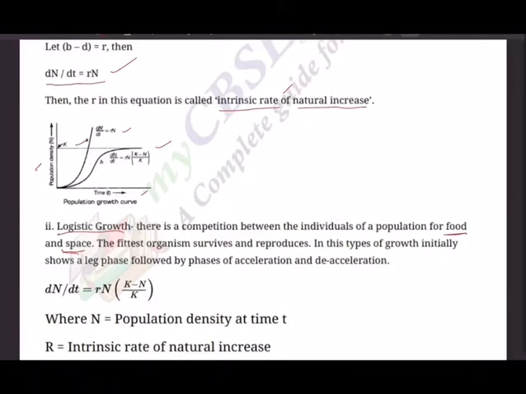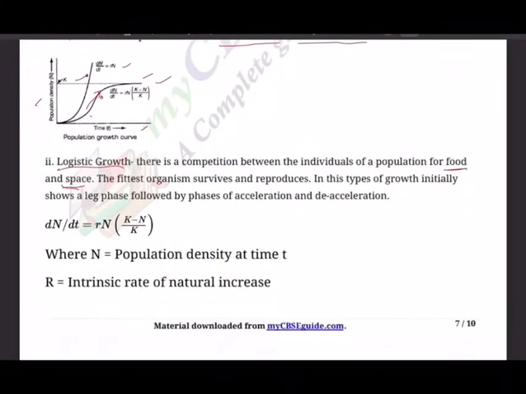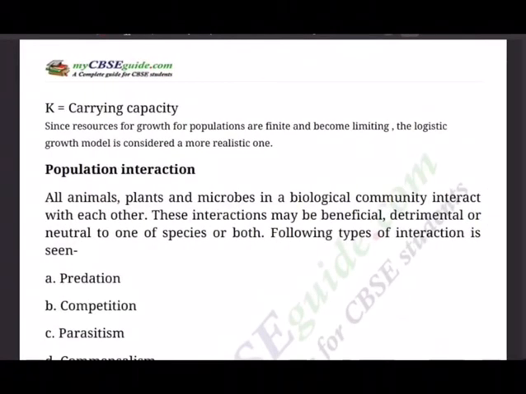In this type of growth, initially there is a lag phase, as you are seeing, followed by a phase of acceleration. For some time it is lag, then acceleration, there is increase, and then deceleration, it's coming down. So dN/dt = rN[(K - N)/K]. Of course, N, as we understand, is the population density at a given time t. r is the intrinsic rate of natural increase, and K is the constant, the carrying capacity. K is equal to carrying capacity.